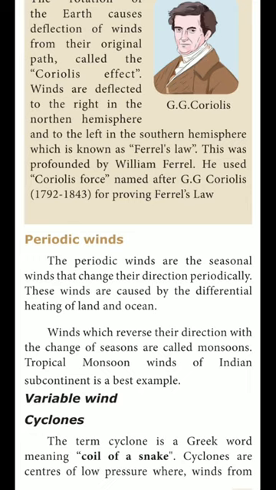So what do you mean by periodic wind? The periodic winds are the seasonal winds that change their direction periodically. These winds are caused by the differential heating of land and ocean. Winds which reverse direction with the change of seasons are called monsoons. The tropical monsoon wind of the Indian subcontinent is the best example. Okay, so under this periodic wind there are different types of wind.